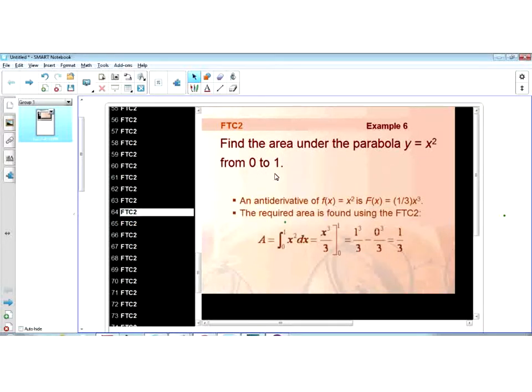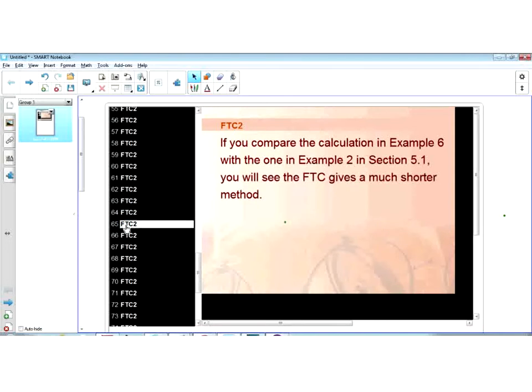Find the area under the parabola y equals x squared from 0 to 1. Okay, so we go back to day 1 for this topic. The area is equal to the definite integral from 0 to 1 of x squared dx. Take the antiderivative of x squared, which is x cubed over 3, and evaluate it from 0 to 1. That would be 1 cubed over 3 minus 0 cubed over 3, which is 1/3. So that's a lot less work than having to sum up the areas of a bunch of rectangles. Okay, so finally some efficiency.